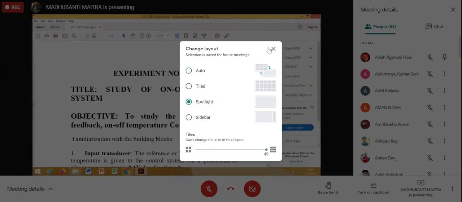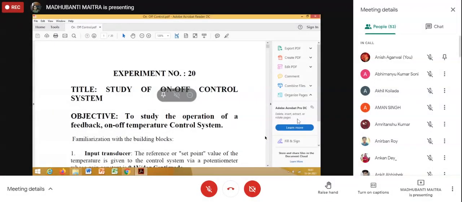Should I make it a full screen one or is it legible? Yes, ma'am. It's visible. Okay.